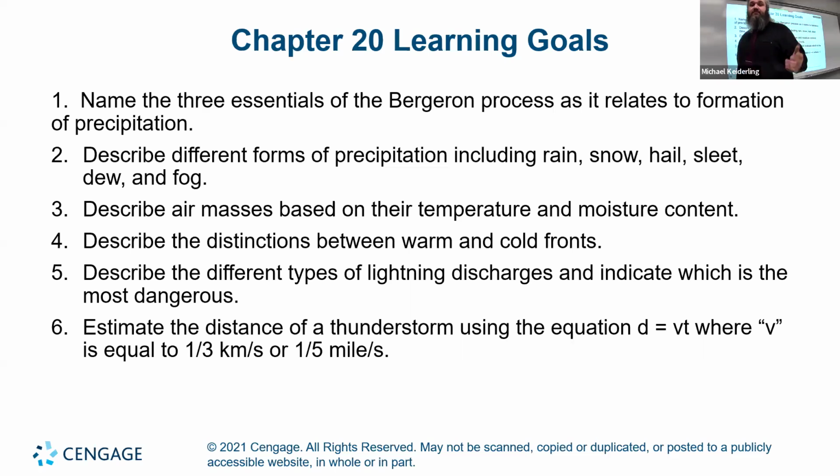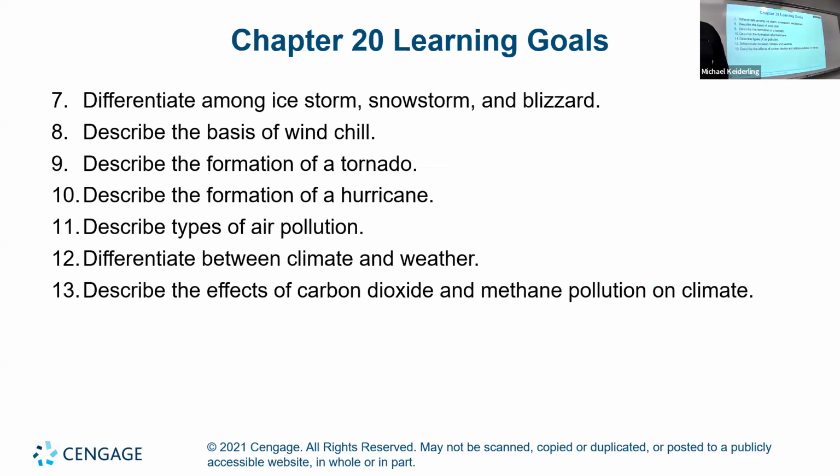We'll describe the distinction between warm and cold fronts. We'll describe the different kinds of lightning discharges and indicate which is the most dangerous. We'll talk over how to estimate the distance to a thunderstorm using the equation distance equals velocity times time, where velocity is equal to 1/3 of a kilometer per second or 1/5 of a mile per second. We'll differentiate between an ice storm, a snowstorm, and a blizzard. We'll describe the basis of wind chill.